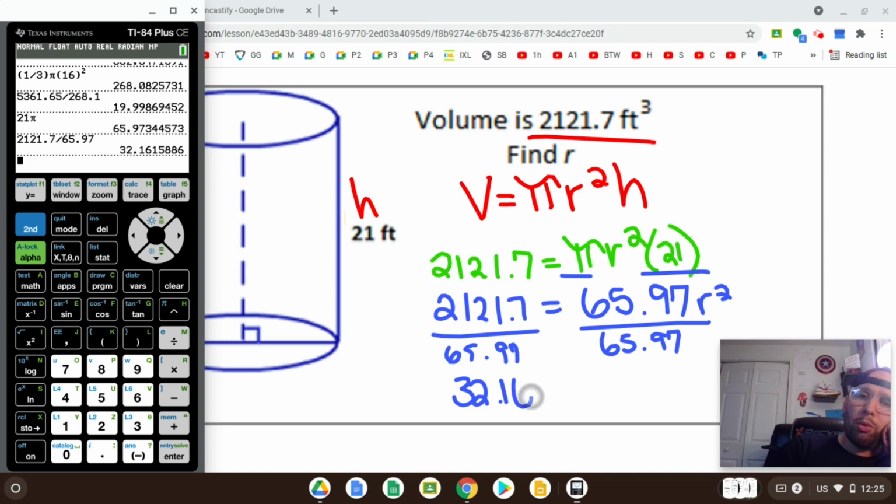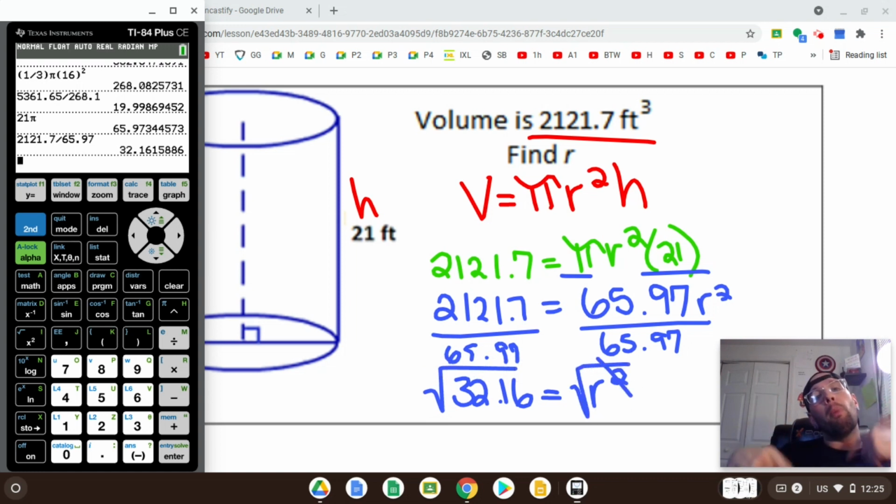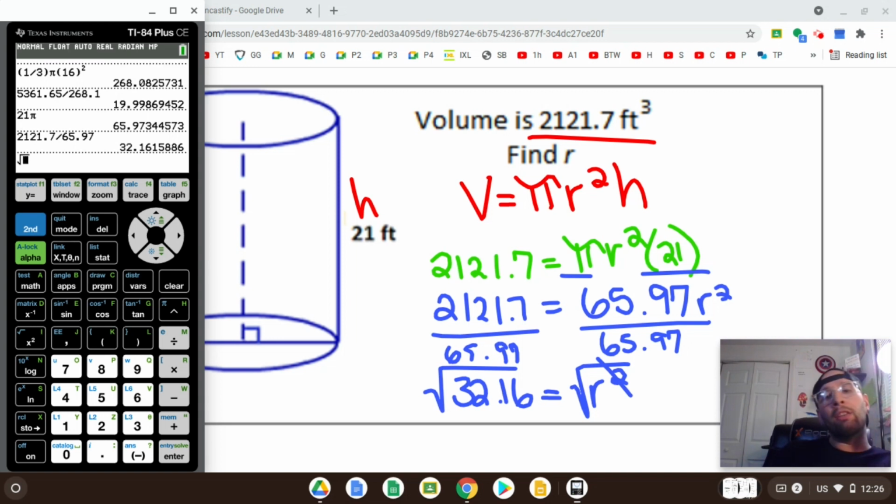32.16 equals r squared. Now here's the tricky part. Is r all by itself? No. Squared is there. How do I undo a square? Square root. Now, if we had a regular old problem, we would attach a plus or minus sign to this. But we're not attaching a plus or minus sign because this is a real world example and you can't have positive or negative length. So I'm just going to do the square root by hitting second, and then the x squared button gives me the square root button.